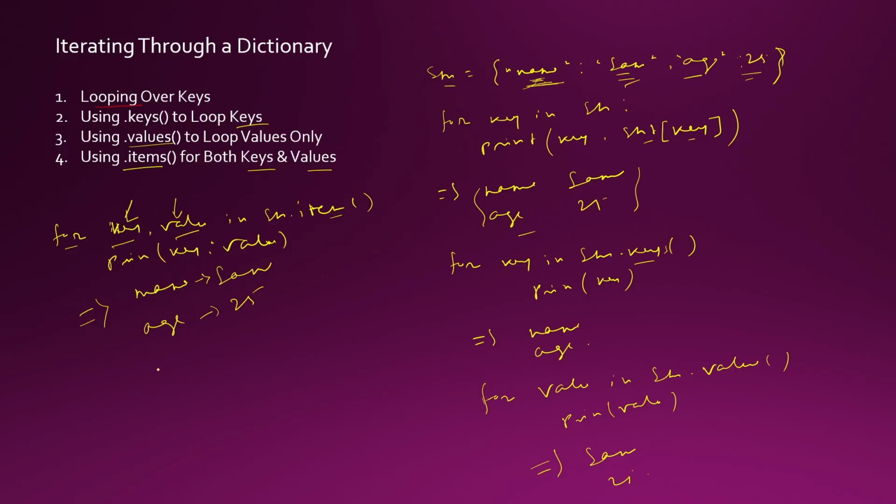So this is how we can iterate over all our data from our dictionary using loops. If we want only keys, we can use dot keys. If we want only values, then dot values. If we want both, we can use dot items, or we can just write a for loop on our dictionary. That's it.